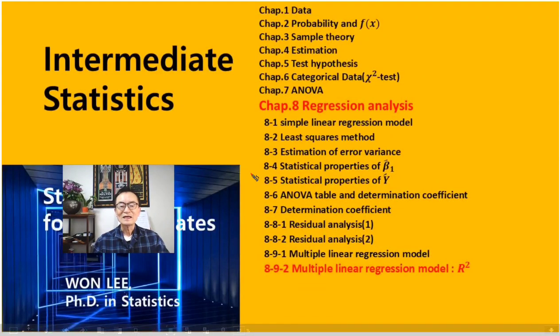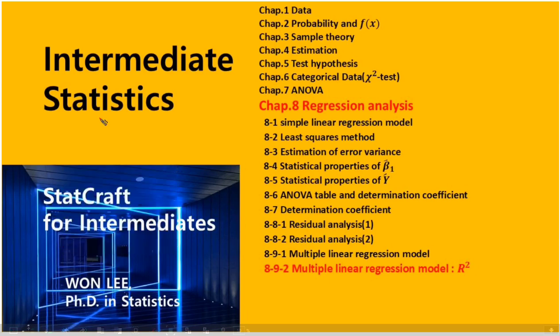Everyone, I'm Won Lee. I introduced the multiple linear regression model when you are considering more than two explanatory variables. Today, I'm going to continue a little more about this model, with R square and adjusted R square. What adjusted R square is.